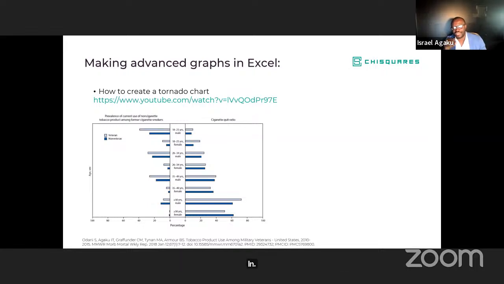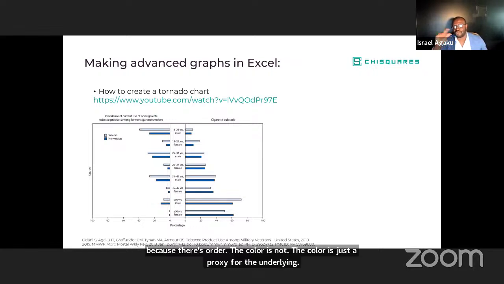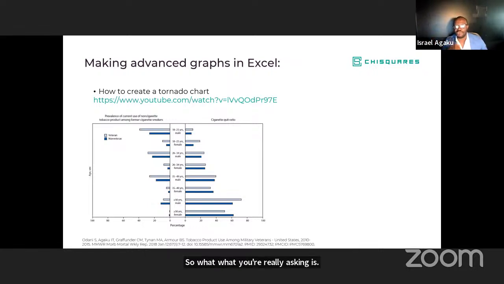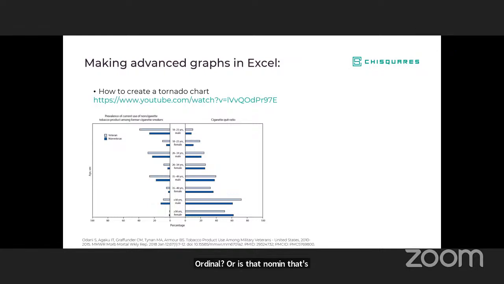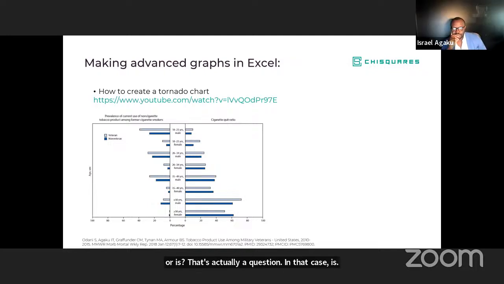Because there's order. The color is just a proxy for the underlying wavelength. So what you're really asking is the categories of wavelength. Is that ordinal or is that nominal? That's actually your question. In that case, it's ordinal. Does that make sense? Okay. Thank you very much. Remember that continuous variables can also suddenly become categorical, right? So don't think of the natural state of a variable. Think of the state in your data set. That is what you should be considering.